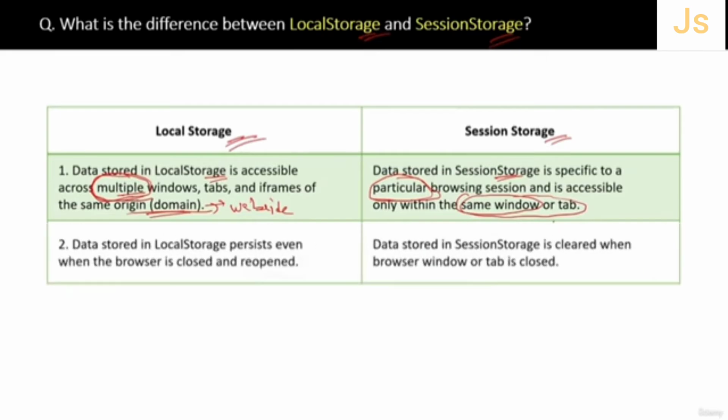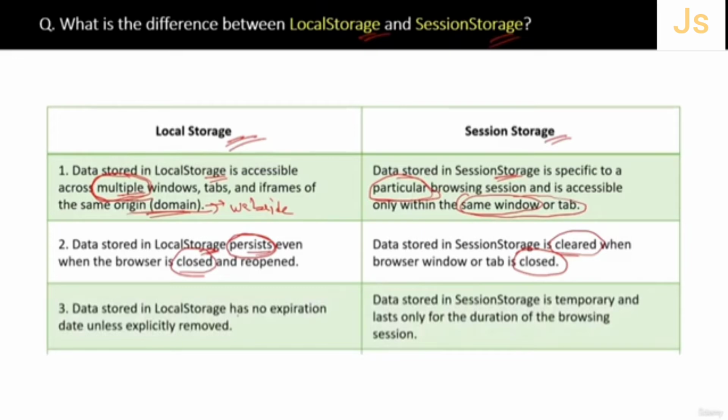The next difference is data stored in local storage persists even if you close the browser, even if the browser is closed, reopened, and closed again. But data stored in session storage is cleared when a browser window or tab is closed. So it's automatically cleared. No code is required for that. If you close the browser, all the session storage data will be automatically deleted. The last difference is data stored in local storage has no expiration date, whereas data stored in session storage is temporary and lasts only for the duration of the browsing session. So basically these are the differences.